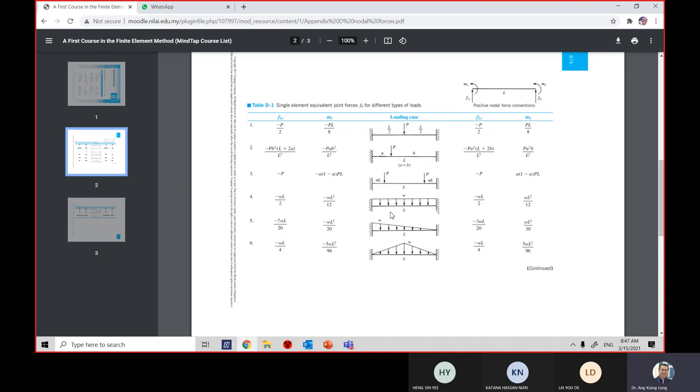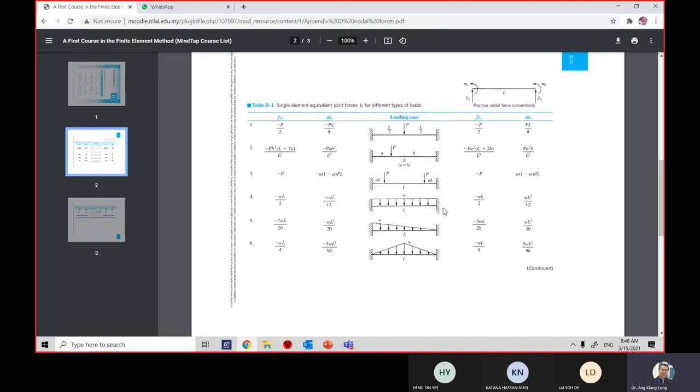Let's say you have a distributed load, like what we discussed just now for case 4, with both sides fixed inside the wall, with the length of L and a distributed load. Let's say the question asks you to find the local force at node point 1. You can use the formula negative WL divided by 2. If you need to find the moment at point 1, you refer to table D1, case number 4. M1 equals negative WL squared divided by 12. Same with point 2 and point 3.